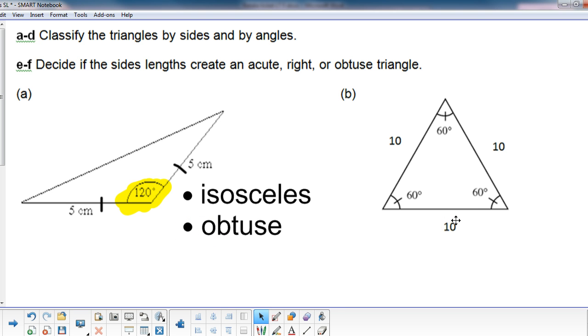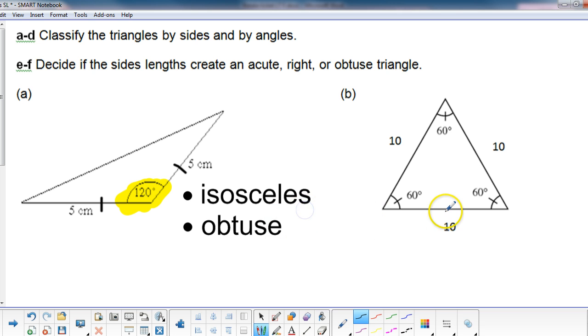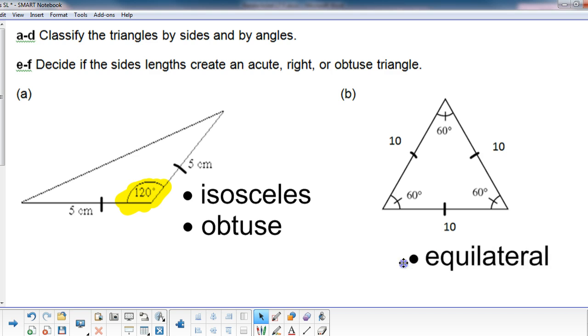Moving over to letter B, we have to approach this with the same thing. So I look at my sides first, and I notice that I have a length of 10 here, a length of 10 here, and a length of 10 here. All three sides are congruent. That makes this triangle equilateral.